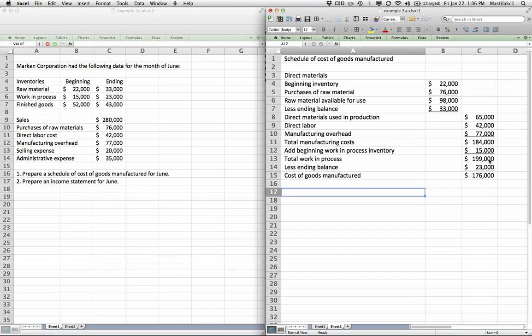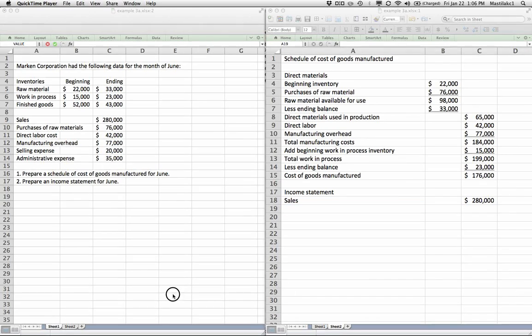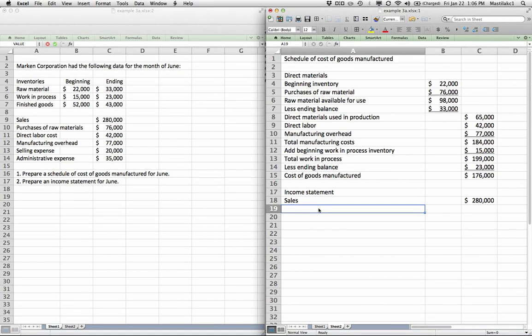The second part of our requirement is to prepare an income statement for the month of June. So we're going to put that below here. We're going to start with the first line item on the income statement, which is sales, and that's given at $280,000. Our first category of costs is cost of goods sold, so we have to calculate that. We don't know what cost of goods sold is, but we have to calculate it. So we can start with, just like we started with beginning balance, added the additions and subtracted the ending balance for our other inventory categories, we can do the same thing with cost of goods sold.